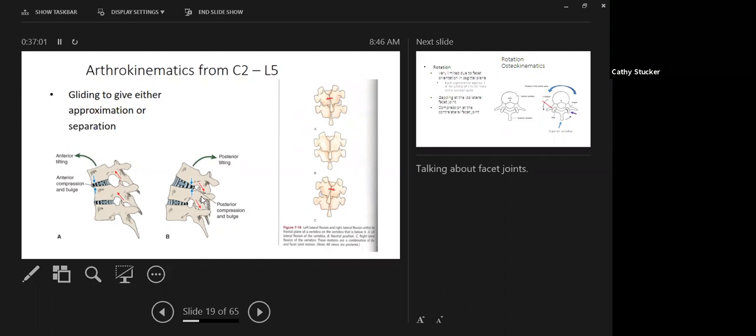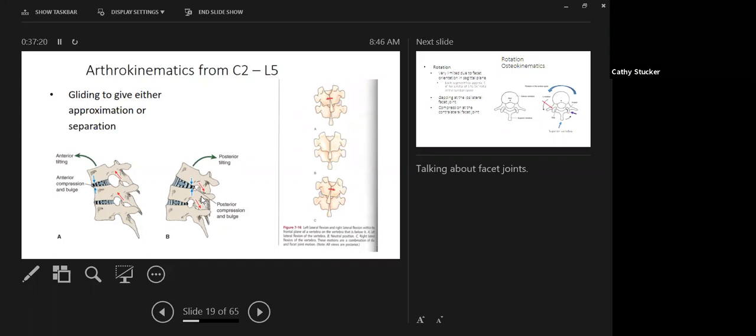So if you have an arthritic joint, if you have degenerative changes at your facet joints, they're going to be more painful in extension. So it's an important thing to really be able to identify.